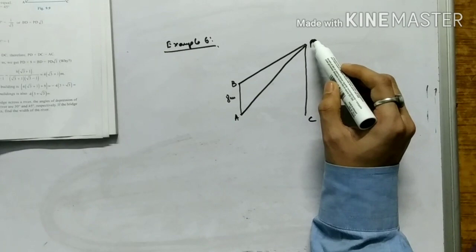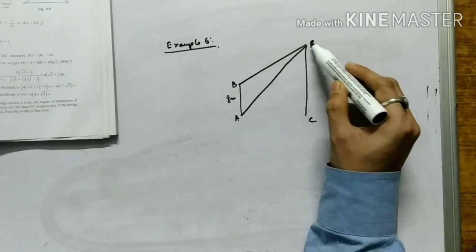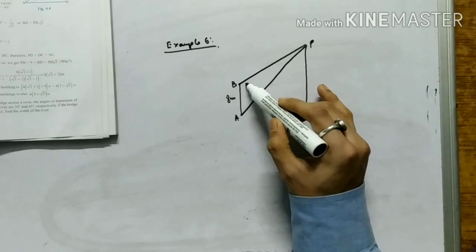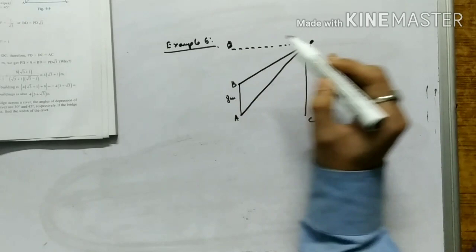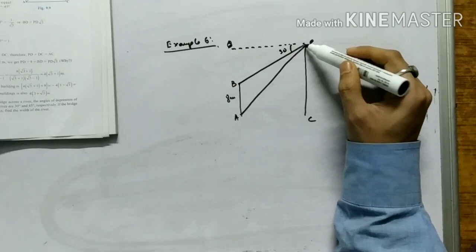This is the angle of depression. That means somebody is on the top of this multi-story building and he is looking down. The angle of depression of point B from point P is given as 30 degree. First of all, I will draw a normal here. This is Q. With this normal, the angle of depression is 30 degree. And the angle of depression of point A from point B is given as 45 degree.